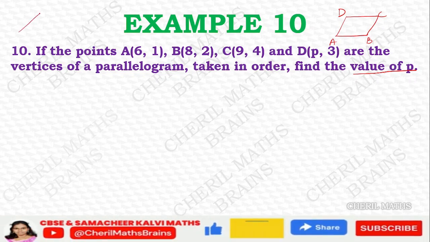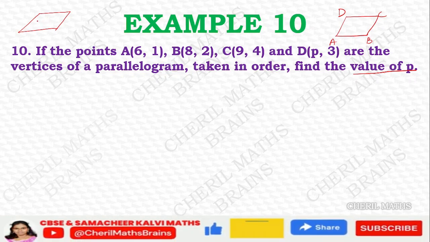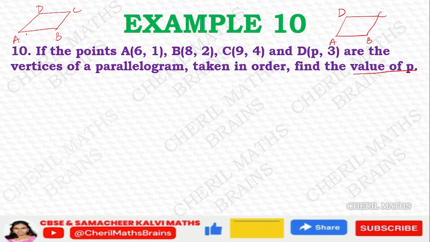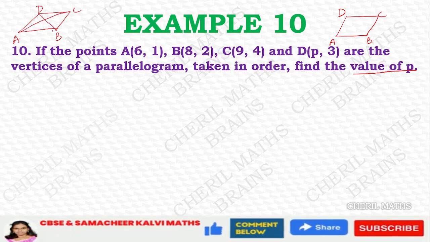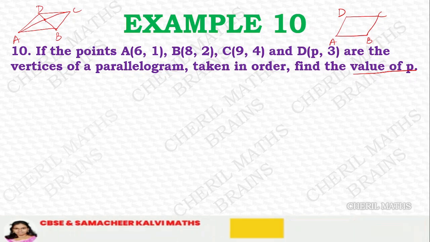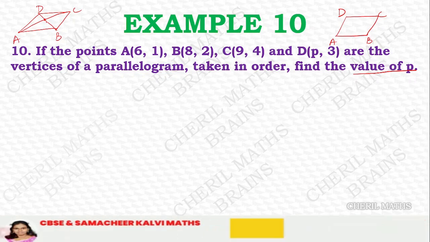So for a parallelogram, what can we say about this? We can say that the coordinates of the midpoint of AC will be equal to the midpoint of BD. We're talking about the midpoint, children. I'm not talking about the length. The lengths of the diagonals are not equal, but the midpoint of BD and the midpoint of AC will be equal.